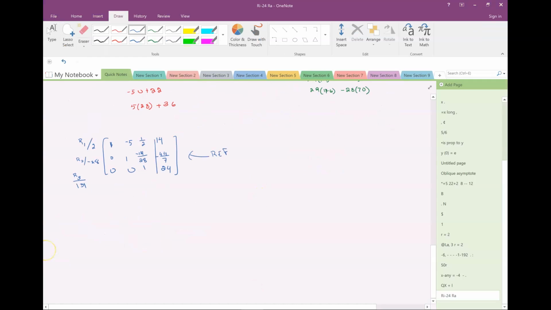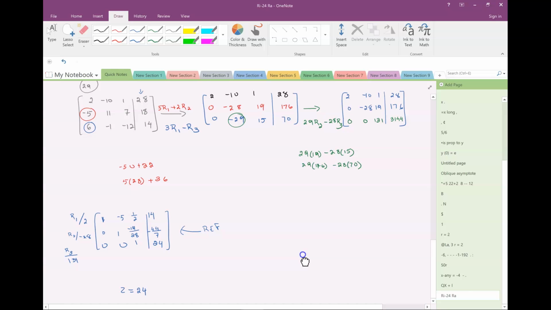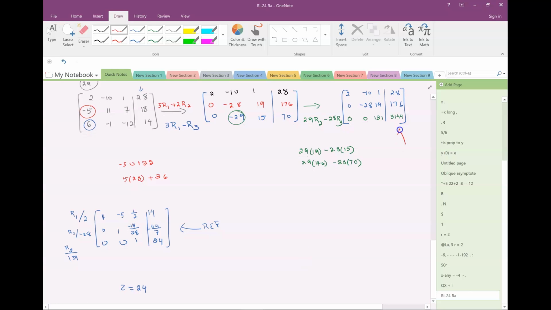Okay, so now that I'm going to solve, I know from the bottom row that z is 24. To solve for y and x, I don't have to use this matrix. I can use any of the matrices in the steps above. So why don't I use this matrix here, right? That will tell me negative 28y plus 19z is equal to 176. And so that's negative 28y plus 19 times 24 is equal to 176. And I know you guys can do the rest.